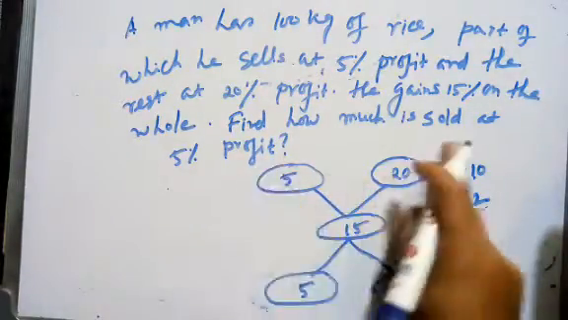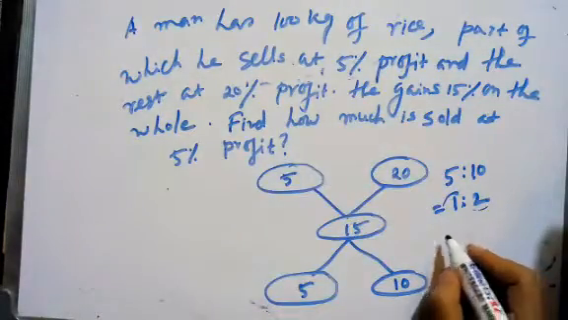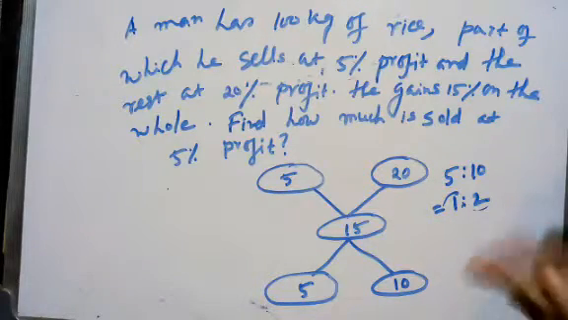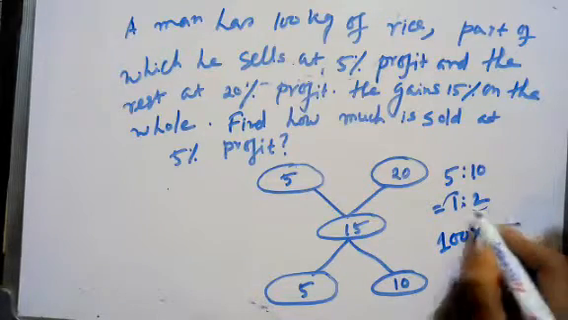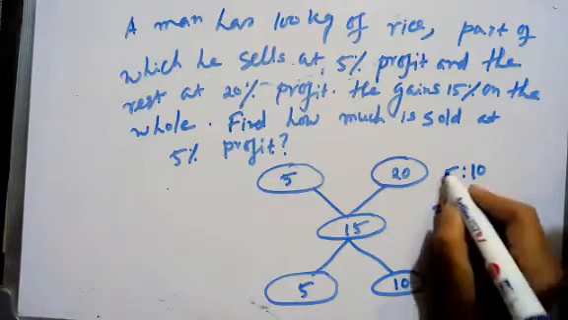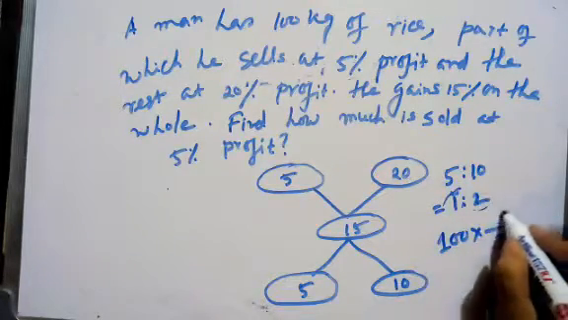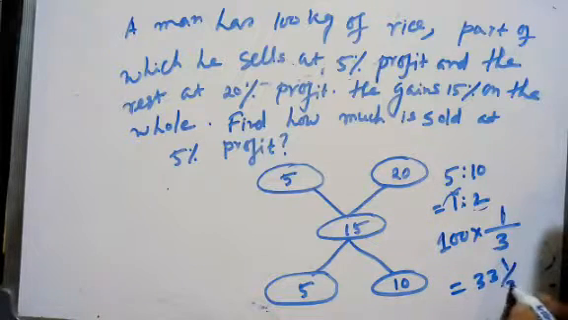So how much is sold at 5% profit? If the total kg is 100, then the denominator is 2 plus 1, which is 3, and for the 5% profit part the ratio is 1, so it is 33 and 1/3 kg. Clear? It's very simple.